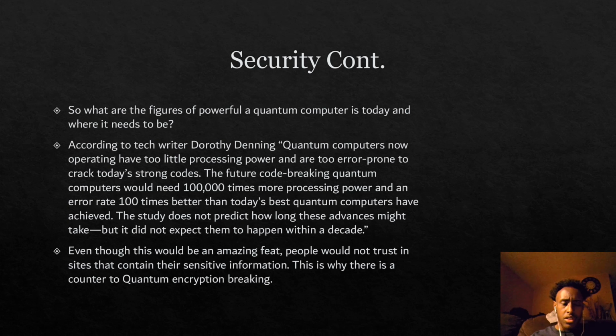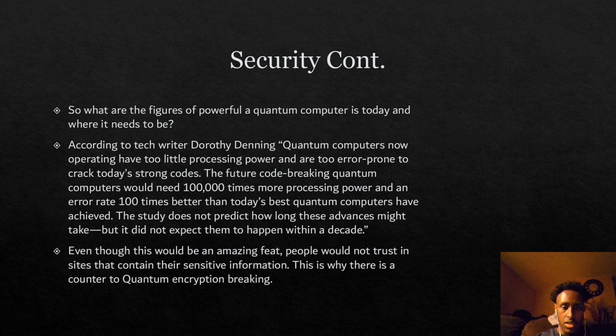So, what is the state of powerful quantum computing today and where does it need to be? According to tech writer Dorothy Denning, quantum computers now operating have too little processing power and are too error prone to crack today's strong codes. The future code breaking quantum computers would need is 100,000 times more processing power and error rate 100 times better than today's best quantum computers have achieved.